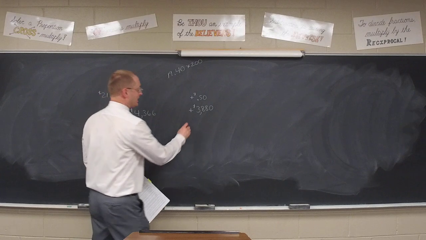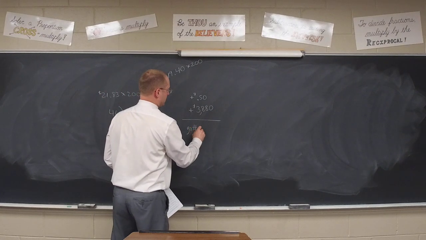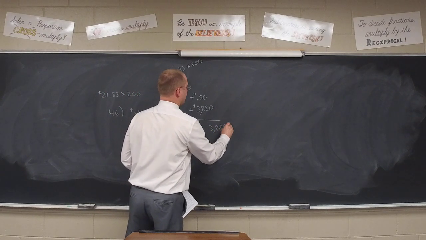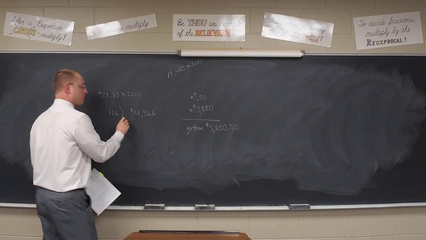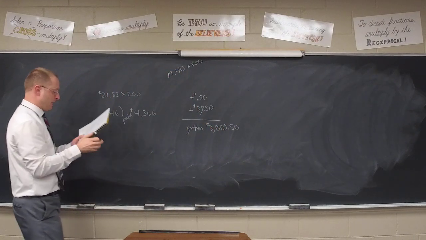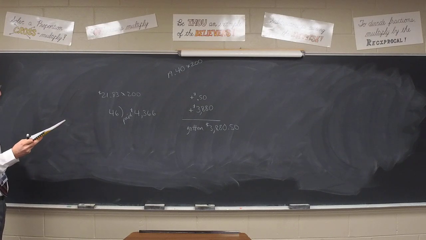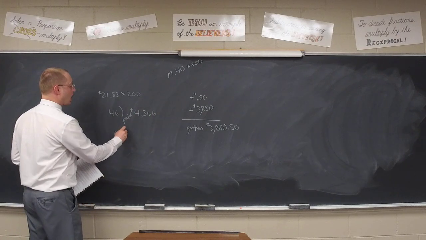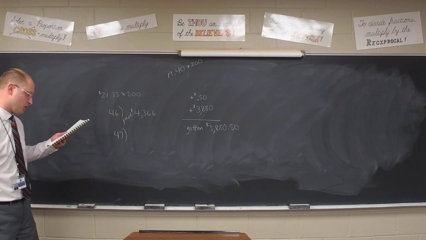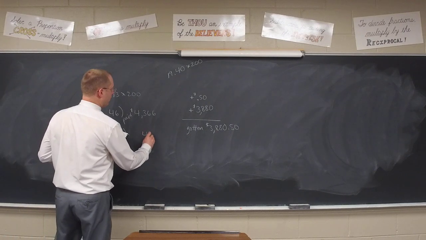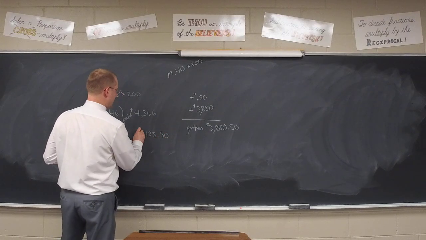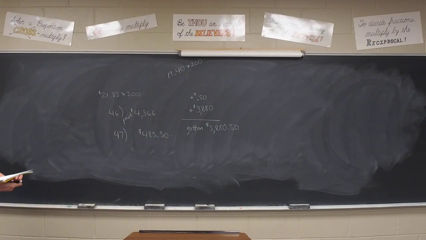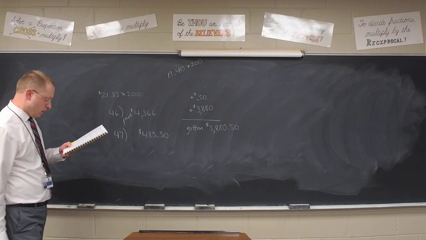So total, he's gotten $3,880.50. Yet remember, he paid $4,366 at number 46. Well, he paid more than he got back. That means he lost money. So we have to subtract, and you should have found his loss to be $485.50. $485.50 for your answer there.